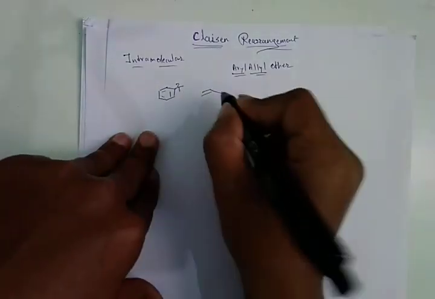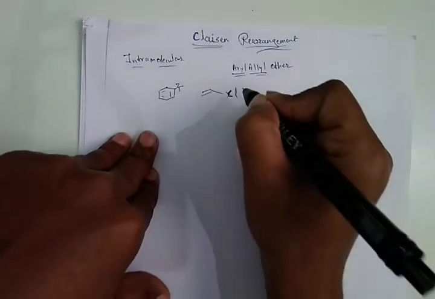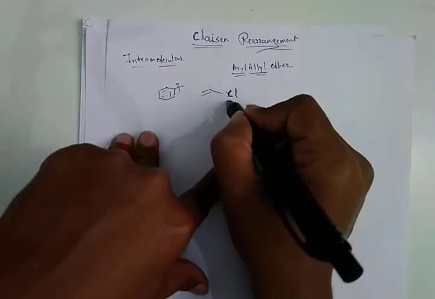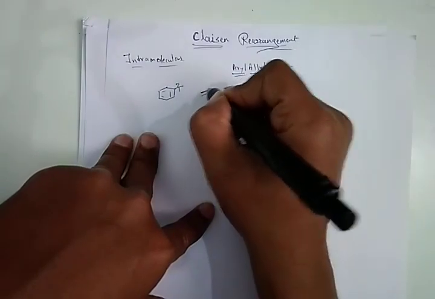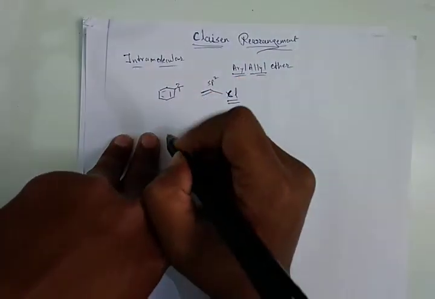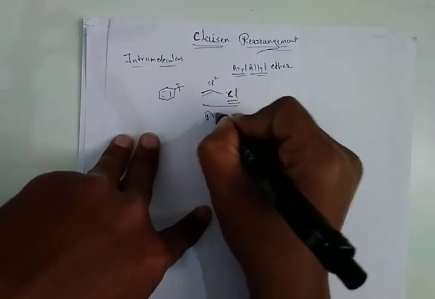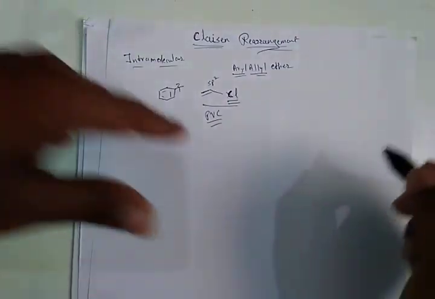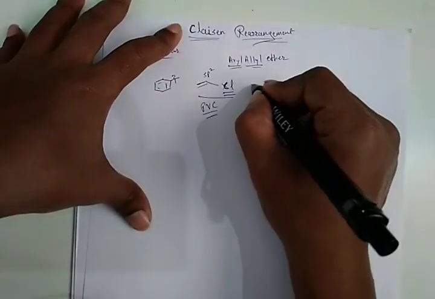Now the vinyl one, suppose X is here, I'll take it as chlorine. So the compound is known as vinyl chloride because your functional group is attached to a doubly bonded carbon, which is an sp2 carbon. So this is known as vinyl, and a very famous plastic known as PVC is nothing but the polymer of this kind of compound, polyvinyl chloride. None of our business, let's move forward.